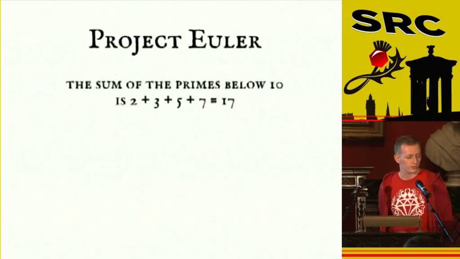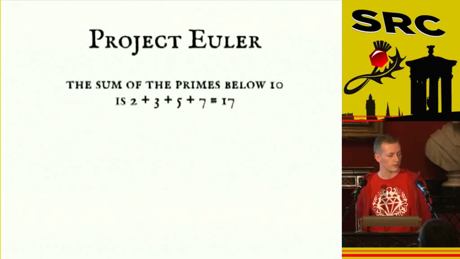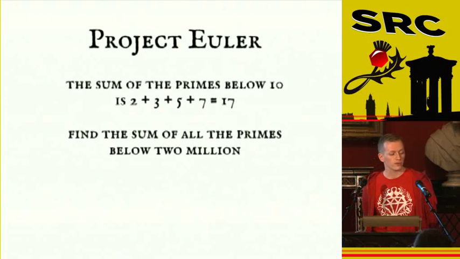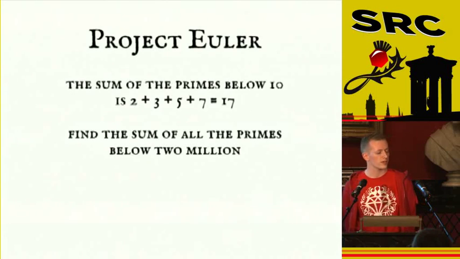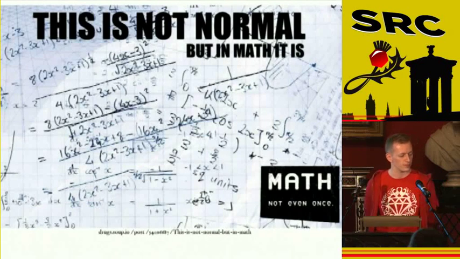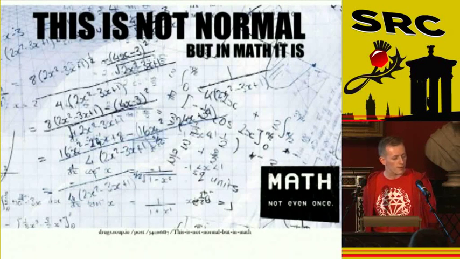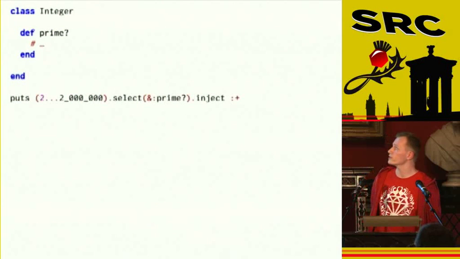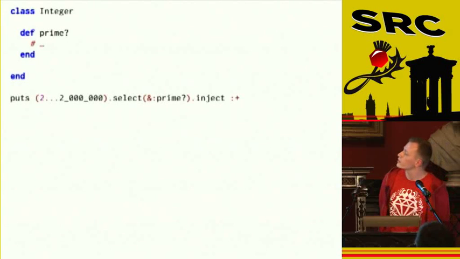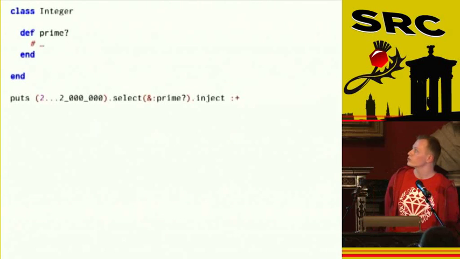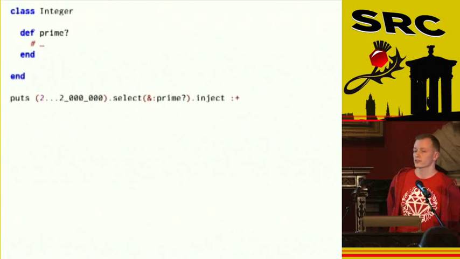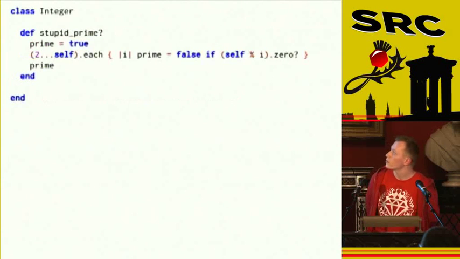So again, you can go to Project Euler. This time I got a question: the sum of the primes below 10 is 2 plus 3 plus 5 plus 7, which is 17. Find the sum of all the primes below 2 million. And I won't get into the details of why this is a very common problem that every one of us faces, maybe not realizing it. But basically, we could solve it if we have a way to say whether a number is prime. If we had a prime predicate, we could just take the range from 2 to 2 million, select the numbers that return true for the prime predicate and just sum them, right? So we can do it like this.